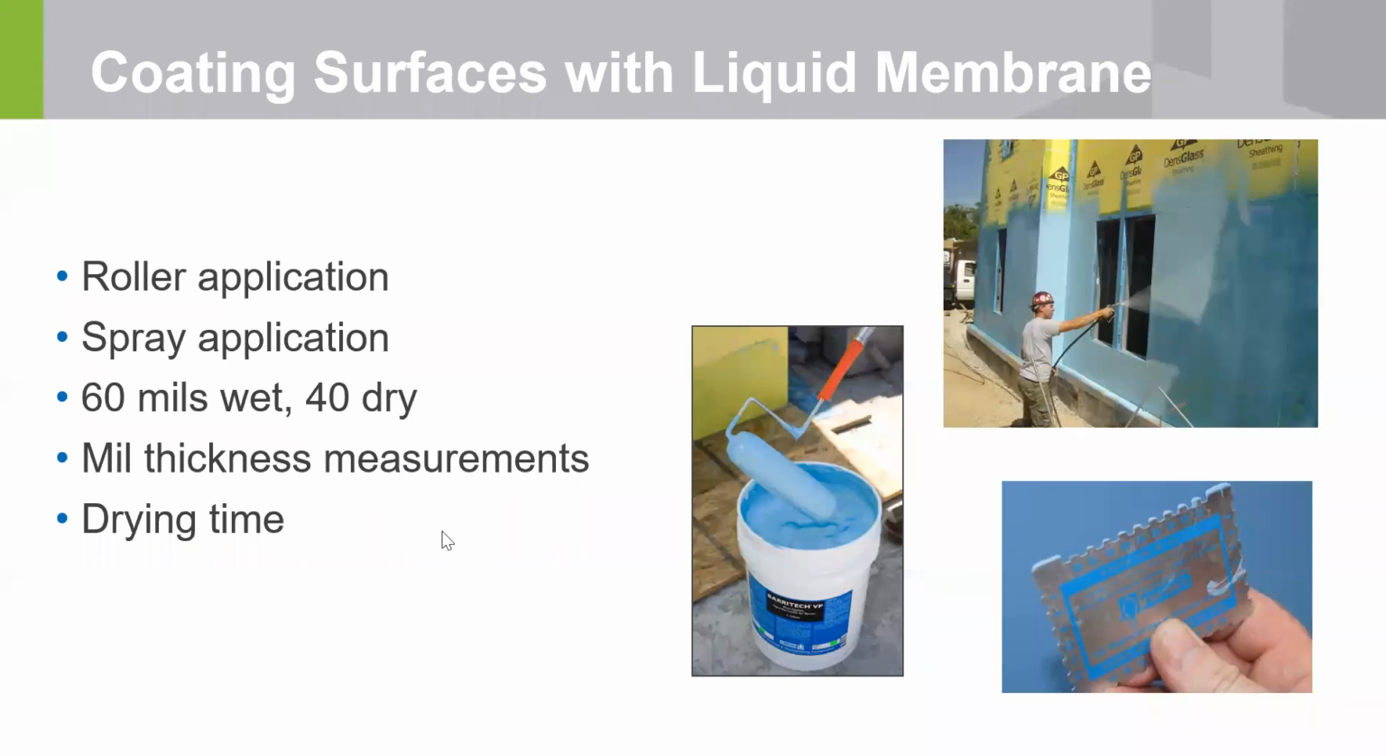So this is the product here. You can see how thick it is, that roller dipped in the pail. There's a comb gauge for measuring thickness. And there's a guy spraying it on the wall there at very high thickness, 60 mils wet to get your 40 dry.